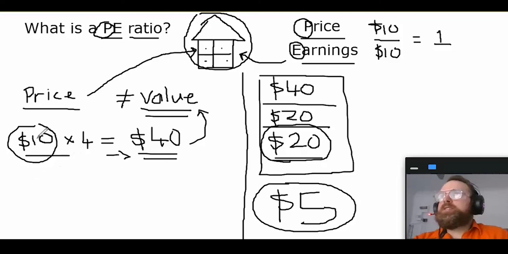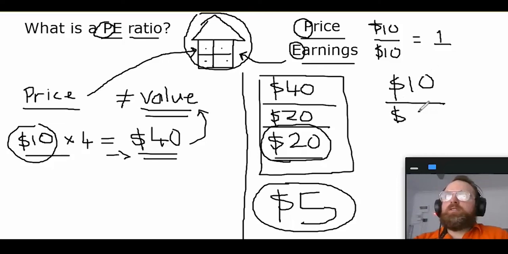So you've got a price of 10 and earnings of 5. So $10 as the price divided by $5. This gives us a PE. This is supposed to be an equals. That gives us a PE of 10 divided by 5 is 2. That gives us a PE of 2.